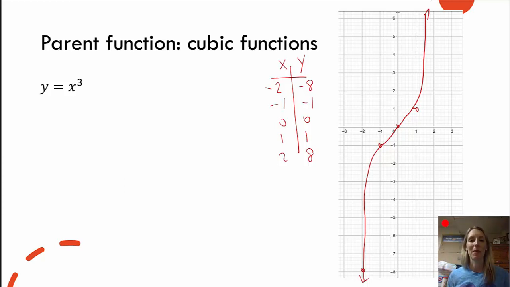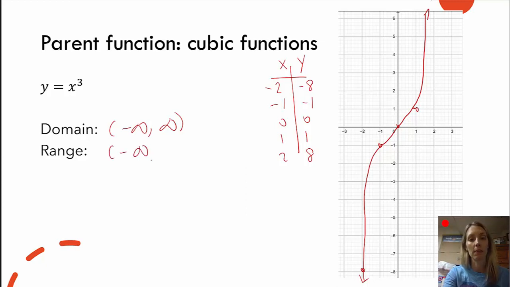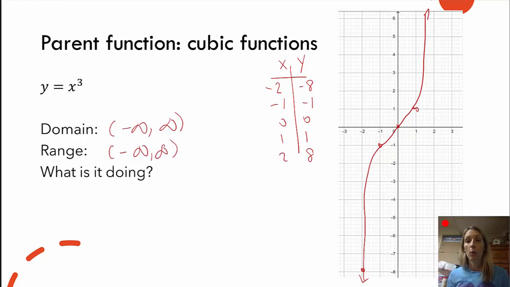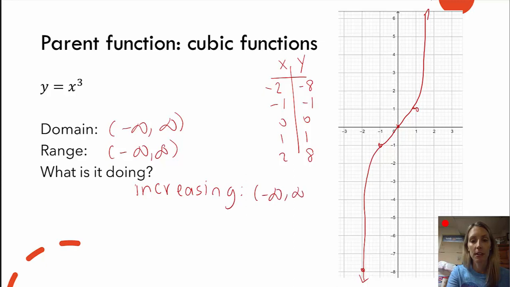Okay, let's talk more about our cubic function. The domain of our cubic function, it's a polynomial. It has no restrictions on the domain, -infinity to infinity. The range, well, in this cubic function, we can go as low as we want and as high as we want. So the range would be from -infinity to infinity. What is this graph doing? Well, the entire graph is always going up. Every point that's to the right of some other point will have a larger output than the point to its left, right? So anywhere on this graph, it's increasing. So we're going to say it's increasing the entire graph, from -infinity to infinity.